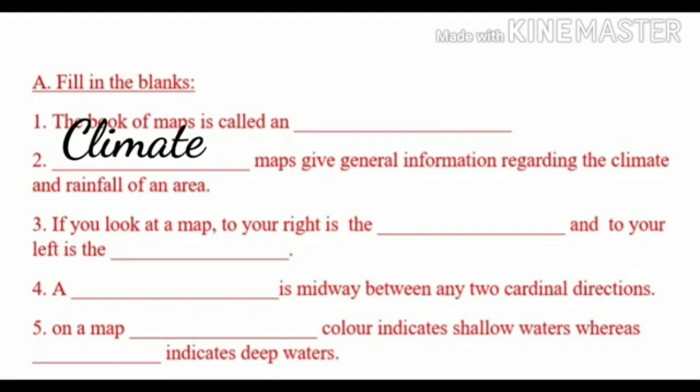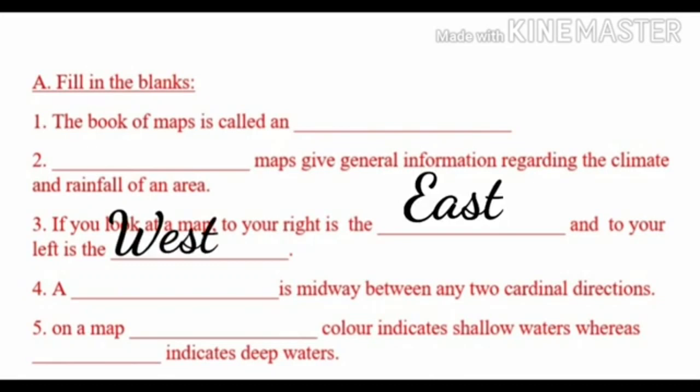Third question, if you look at a map, to your right is the dash and to your left is the dash. What is the answer, children? Yes, the answer is east and west. You see, if you look at a map, to your right is the east and to your left is the west. Children, next one, fourth question.